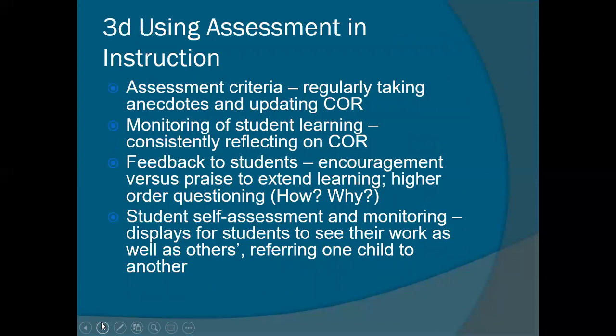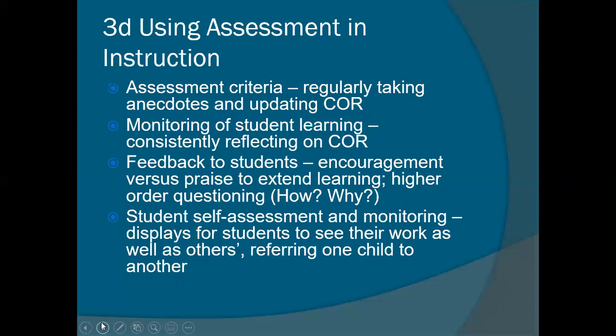3D is using assessment and instruction. Okay, and this looks at assessment criteria. So essentially what we're looking for is to make sure that teachers are regularly taking anecdotes and updating their COR. The reason why is because assessment should be used for monitoring of student learning, which means that when your anecdotes are up to date, it allows you to consistently reflect on COR, look at the data, and think about maybe why there are some holes.